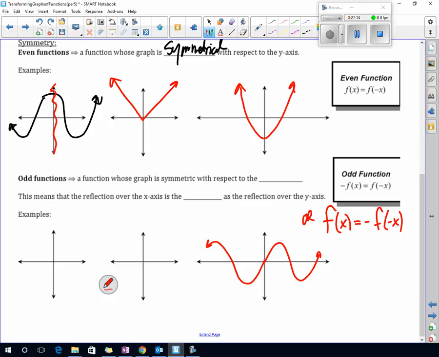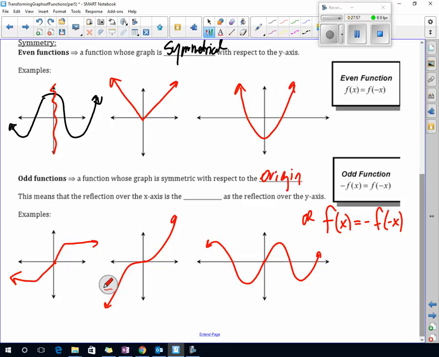Okay? Can anybody come up with another odd function? Something you're going to learn this year is a cubic function. You see, if I reflect that and reflect it again, it would be the same graph. Yes? And then you can just make up another one. Now all of these are symmetric with respect to the origin. This means that the reflection over the x-axis is the same as a reflection over the y-axis.